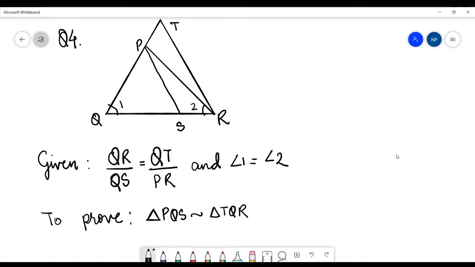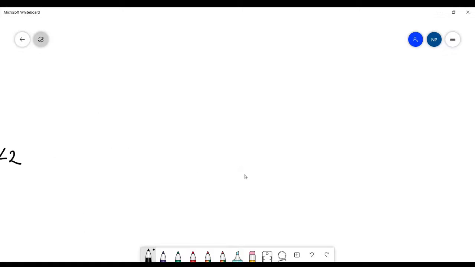In the given figure, QR upon QS is equal to QT upon PR is given, and angle 1 is equal to angle 2. We have to prove that triangle PQS, this small triangle, is similar to triangle TQR. Let us begin with the proof over here.